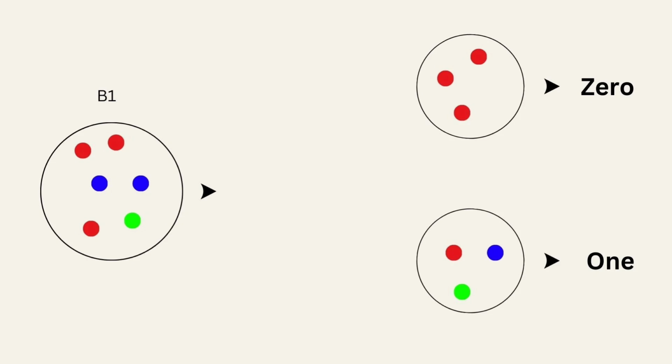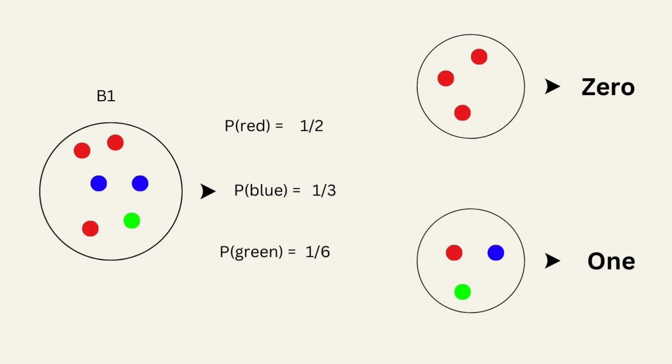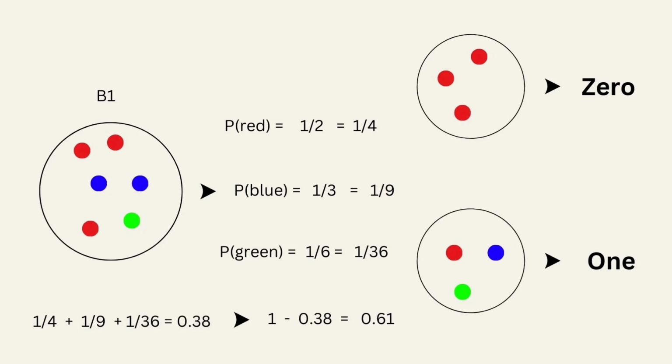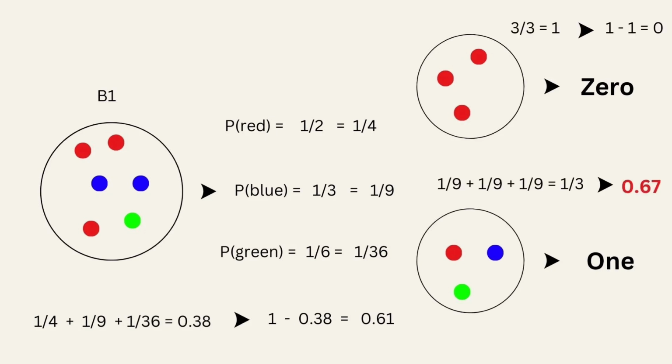Now to calculate the Gini impurity, we calculate the probability of all the colors, square each individually and then add them up. The result is then subtracted from 1, which gives 0.61. Similarly, we can do this for the other 2 bags. Notice how the last bag is not equal to 1 even if all the balls are of different colors. If we take 4 different colors, the Gini impurity will be 0.75.